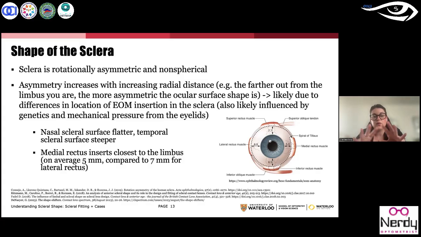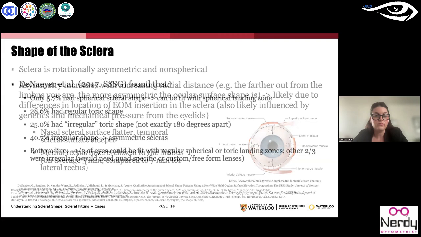So with increasing diameters of scleral lenses, you're likely to encounter more of this scleral asymmetry as you get out farther from the limbus.